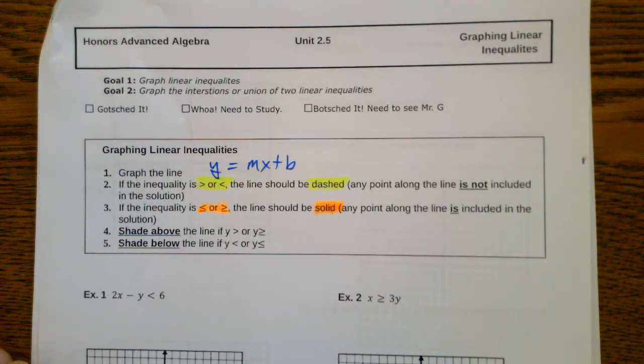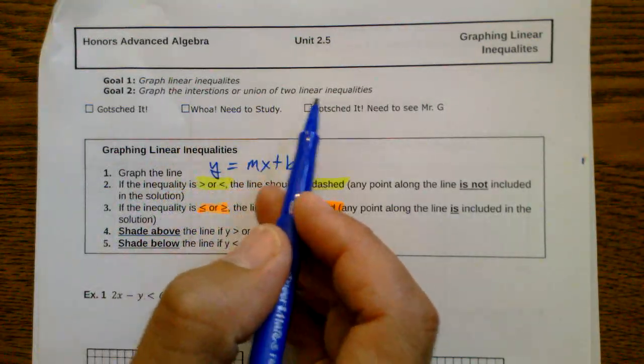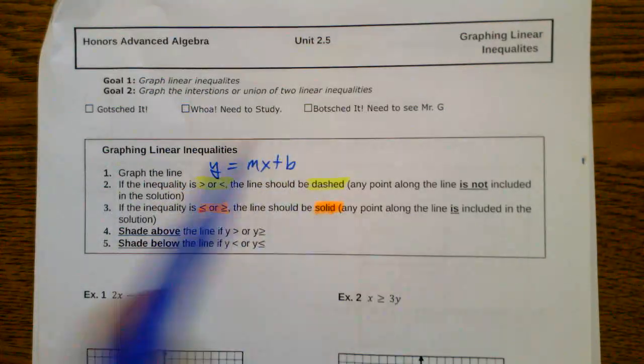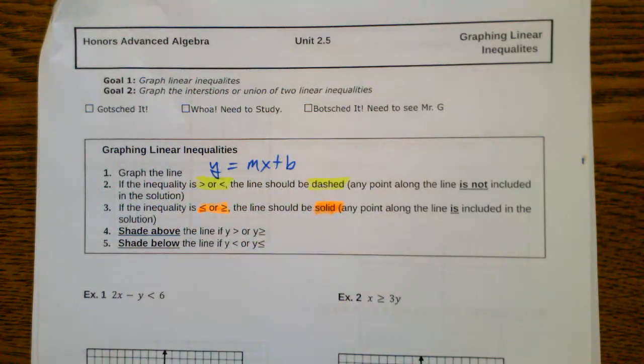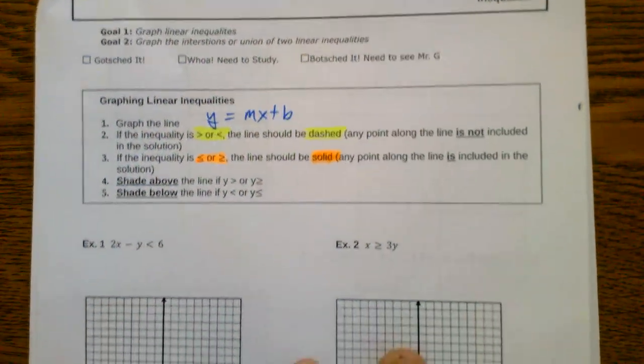All right, ladies and gentlemen, we are going to work on Unit 2.5, which is graphing linear inequalities on an XY coordinate system. And that's our goals for today. We're going to graph one of them, or we might see an "and" or an "or," an intersection or union of the two linear inequalities.